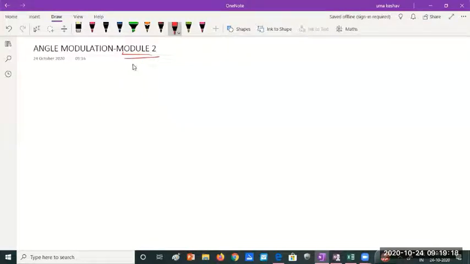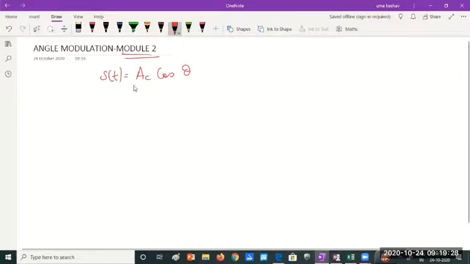Whenever you have a sinusoid in the form AC cos theta, what is the angle? Say this is the signal, some signal in the form AC cos theta. What do you mean by angle in this signal? What is the angle? This theta represents the angle. Yes or no? So any signal which is in the form of a sine, cosine, whatever, here theta would represent the angle, and generally, how would you represent theta?